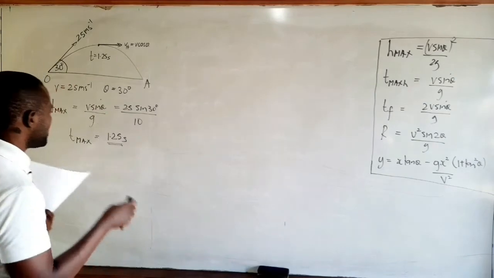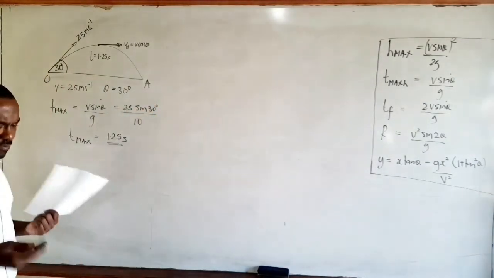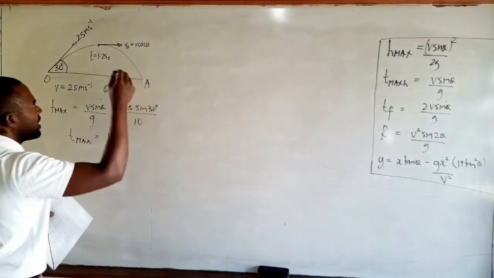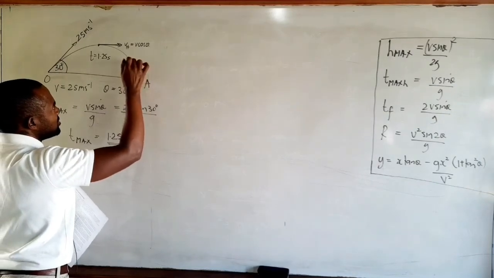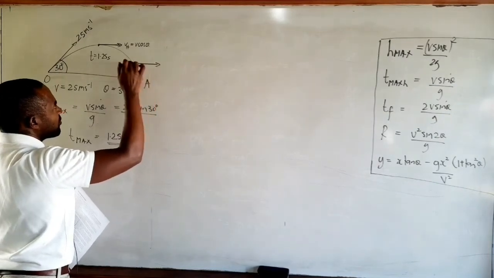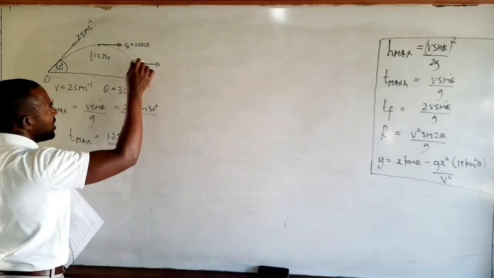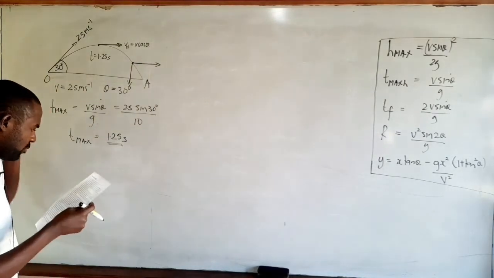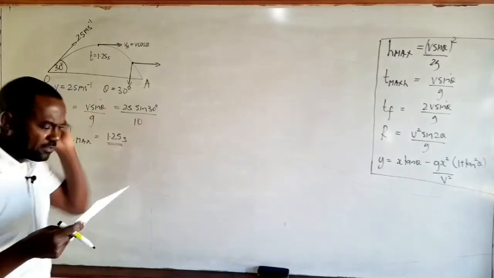Because you know it would have taken 2.5 seconds to return to its initial level of projection, it therefore means that after 2 seconds, the object is shy of that point, and so it will have both a horizontal velocity and a vertical velocity, right? Or a vertical component and a horizontal component of its velocity. Good? And therefore, what we want to find is the magnitude and direction of its velocity after 2 seconds.